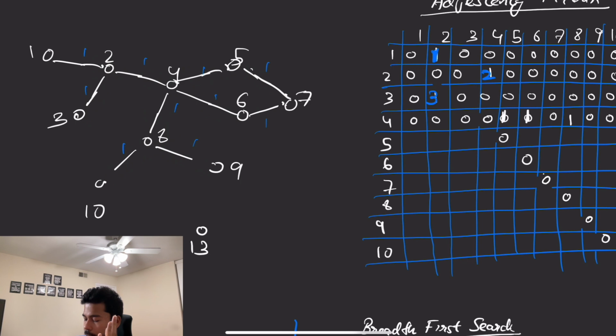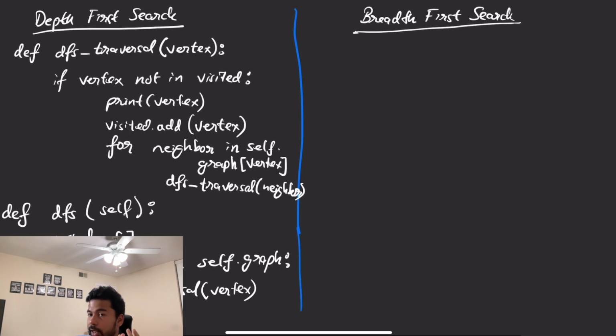So all of this is at level 1, this is at level 2, these are at level 3, these are at level 4, and these are at level 5. So it would go level by level, right? And like I said, DFS uses recursion, but BFS uses iteration. So BFS uses a for loop, right?